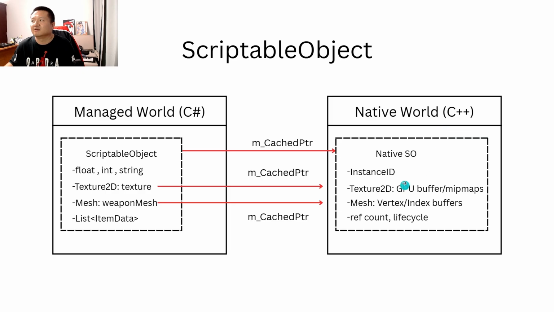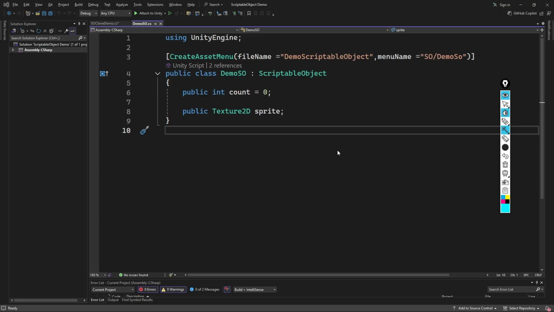On the right side, in the native world, the Texture2D stores GPU buffer and mipmaps, the Mesh stores vertex and index buffers, and the native ScriptableObject itself carries some engine metadata such as the reference count, lifecycle information, and serialization state, which I haven't put here. So when we say a ScriptableObject exists in both worlds, that means the two layers are connected by the pointer. Alright, let's look at the small demo I've prepared.